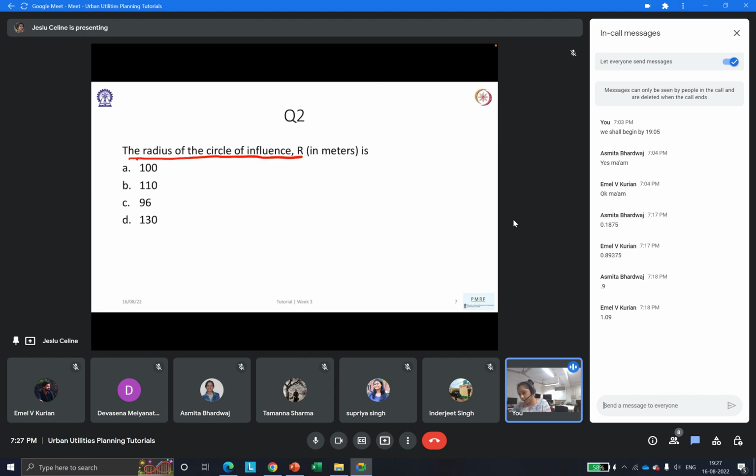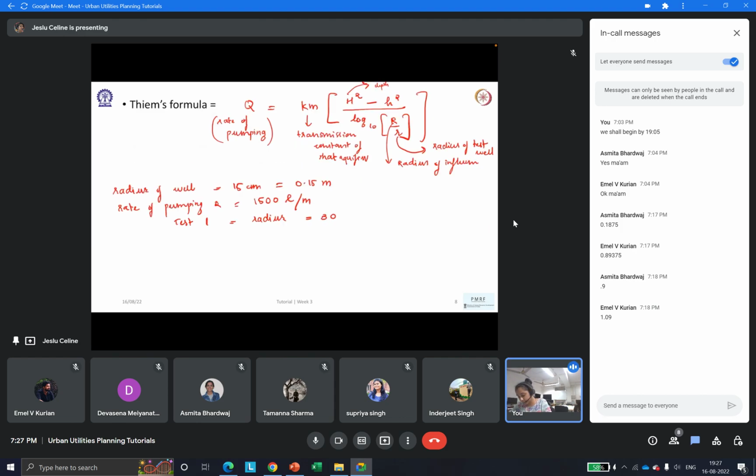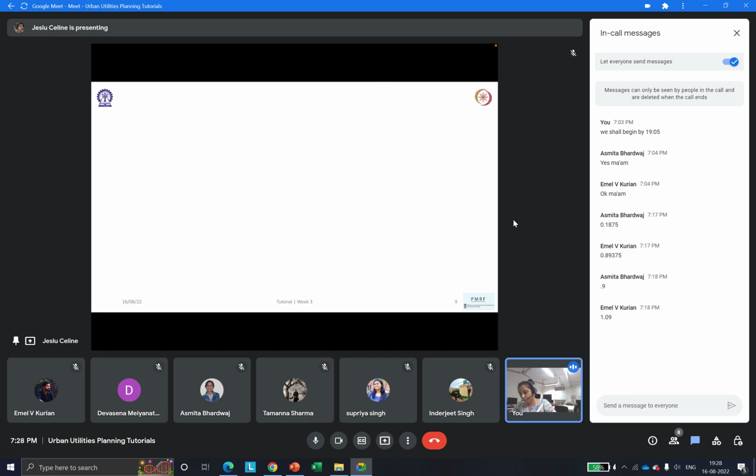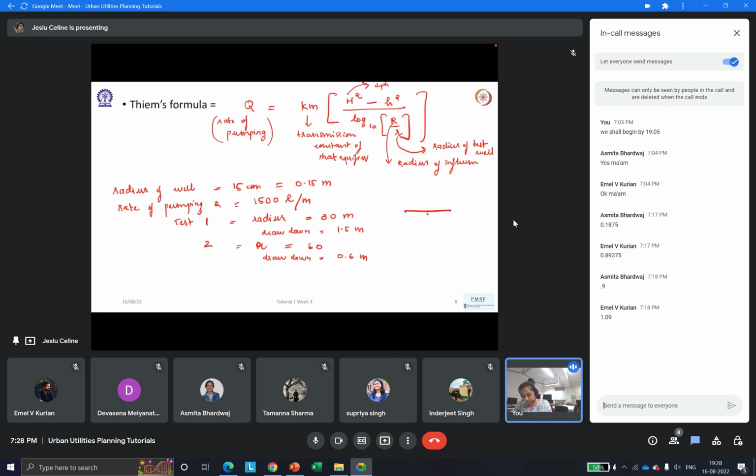So let's go ahead and write both. It is 30 meters, and our drawdown, which is given, is 1.5 meters. And for the other one, our radius, small r, is equal to 60 meters, and our drawdown is 0.6 meters. By drawdown, you know, how much the water table is going down. So it is drawing down by about 1.5 meters in this case, and 0.6 meters in this case. That's the term drawdown we're using over here.